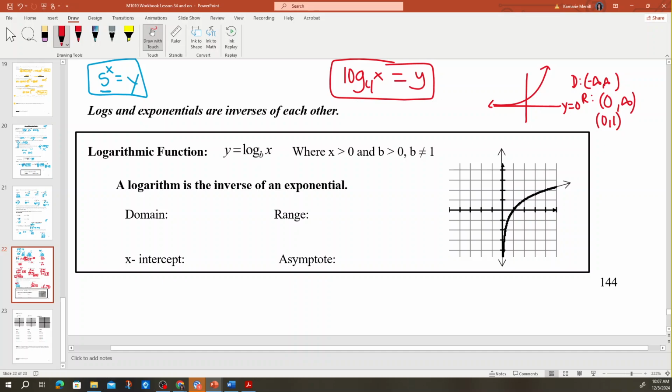So for instance, if this was y equals 2 to the x, then for y equals log base 2 of x, everything would be swapped out from what I had just found on 2 to the x. In fact, you can graph that way. You're welcome to find its inverse and then just swap everything if that's easier for you, okay?